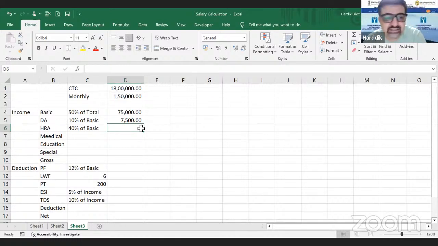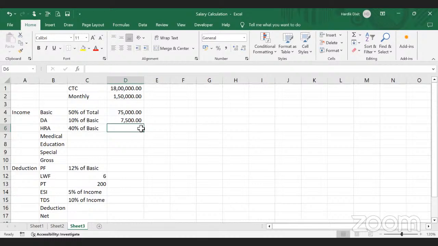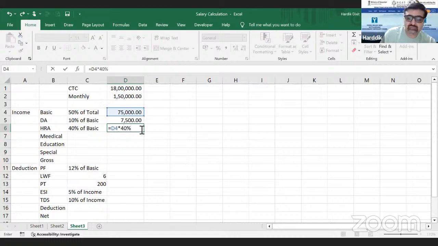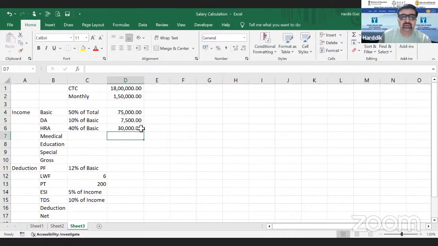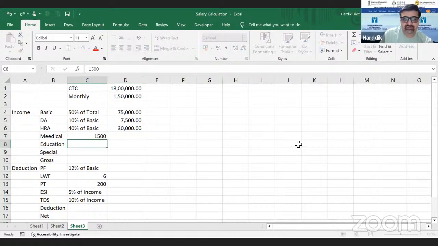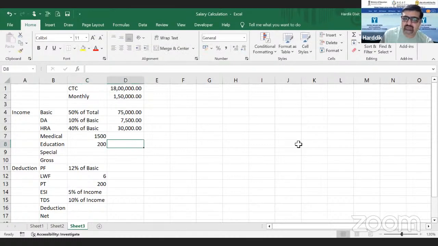तो अभी कितना हो जाएगा HRA? 30,000. 40% of 75, okay, this becomes HRA. Medical, I say 1,500 rupees fixed. Education 200 rupees, I'm keeping it within the framework of income tax. So this remains 1,500, no change. This remains 200, no change.